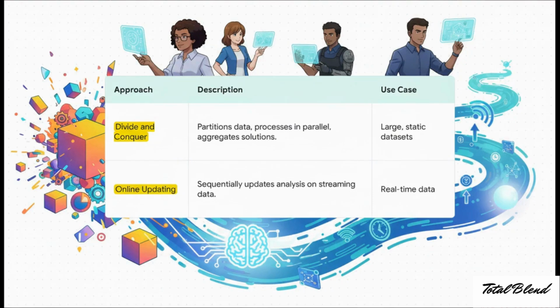And to actually crunch all those numbers, statisticians have come up with some really clever strategies. There's divide and conquer, which is exactly what it sounds like. You take a giant problem, break it into smaller, manageable chunks, and have computers work on them all at once. Then there's online updating. This is perfect for streaming data because it just keeps updating the analysis as new info flows in, without having to save every single piece of data from the beginning.